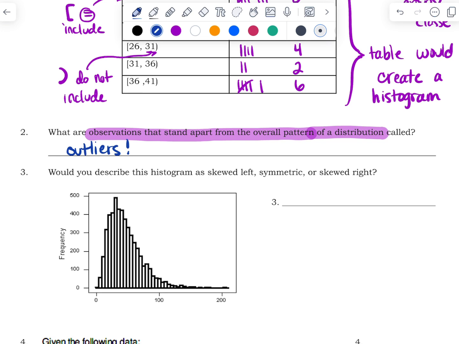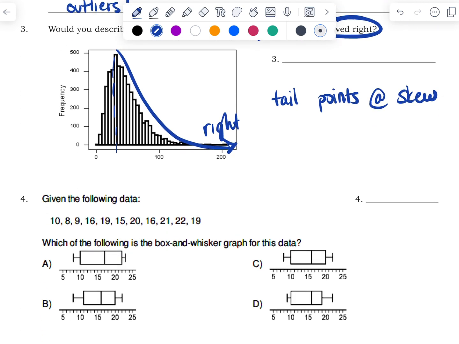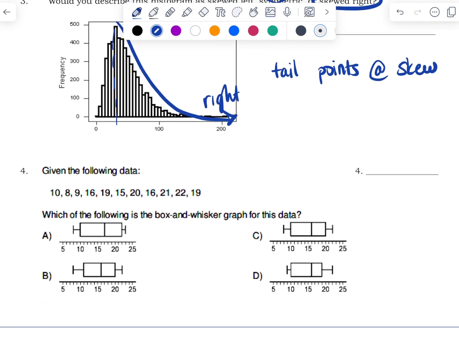All right, and then if we were trying to describe the skew, first off, this is not symmetric, guys. Don't even try to act like this has symmetry, all right? There's this huge tail over here on the right side, and so that means we are skewed right, okay? Just remember that. Whatever way the tail goes, the tail points at the skew, okay?